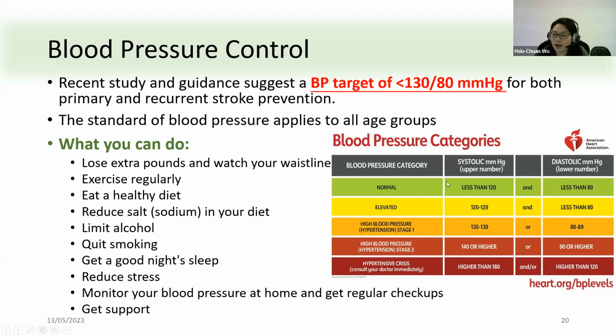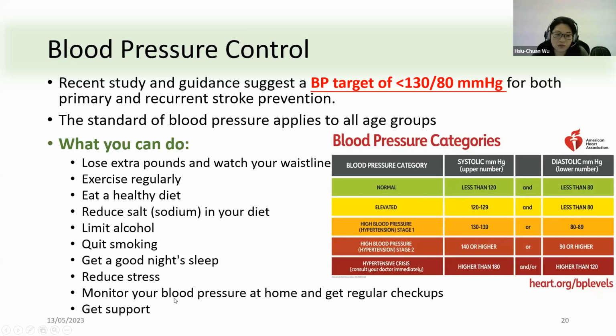Okay, so nowadays the blood pressure regulation is more and more strict, because we found out in lots of large scale clinical trials that lower blood pressure actually has better outcomes in terms of stroke prevention, AMI prevention. So what you can do about blood pressure control apart from your medication: you lose weight. So to control your weight is very important. You exercise and you eat a healthy diet, and you reduce your salt consumption, and don't drink too much alcohol, and stop smoking, and sleep well, reduce stress.